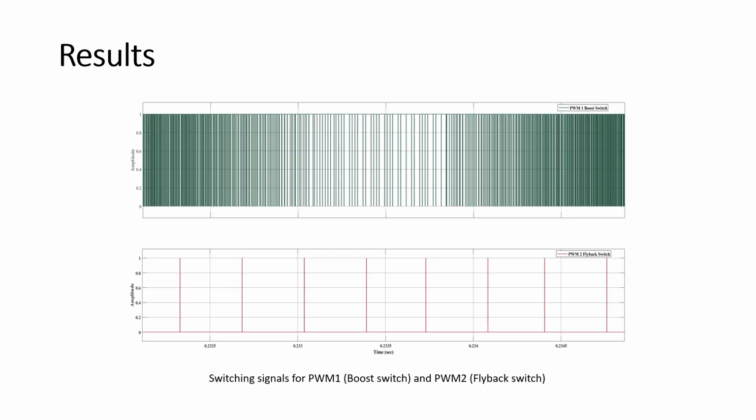And here are the switching signals for the switches used for the boost operation and the flyback operation. For PWM1, which is indicated as the boost switch, we are getting the signal which is indicated in this figure in green color. And for the flyback operation, we are getting the signal which is indicated in this figure in red color.